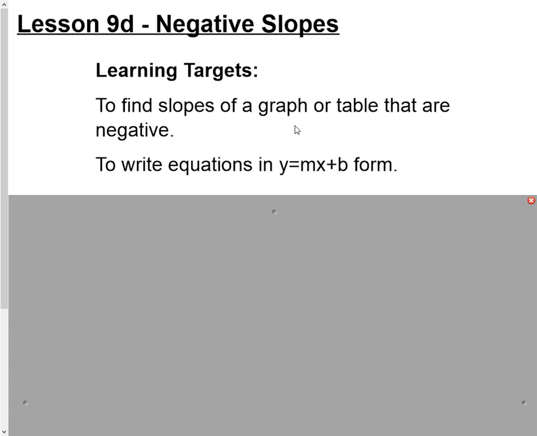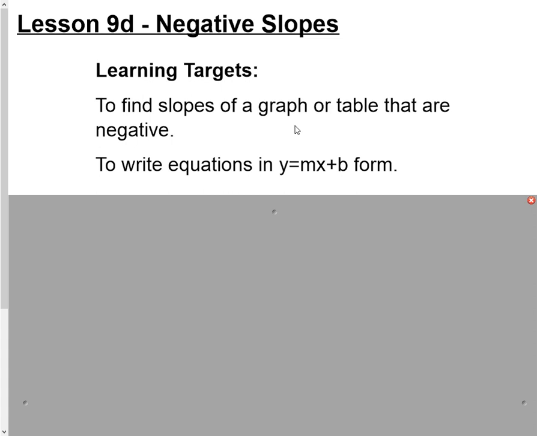We're going to continue with lesson 9, only specifically today we're going to talk a little bit about negative slopes. Okay? So we have two goals for today. The one is to find slopes of a graph or a table that are negative, something that we've done before, except we haven't really worked on negatives too much. And then the second goal is to write equations in the form y equals mx plus b. So building off of what we've been doing as of late.